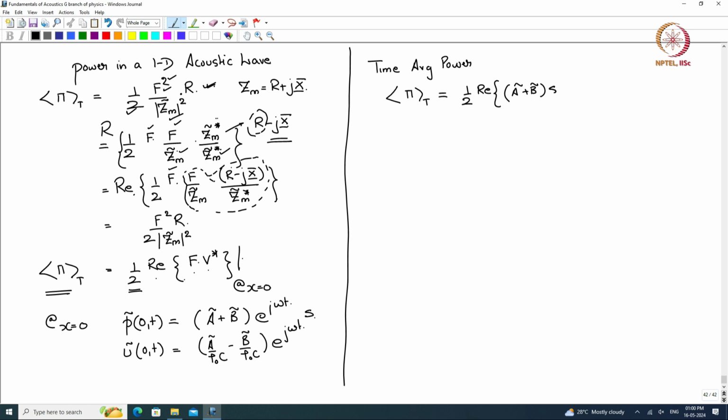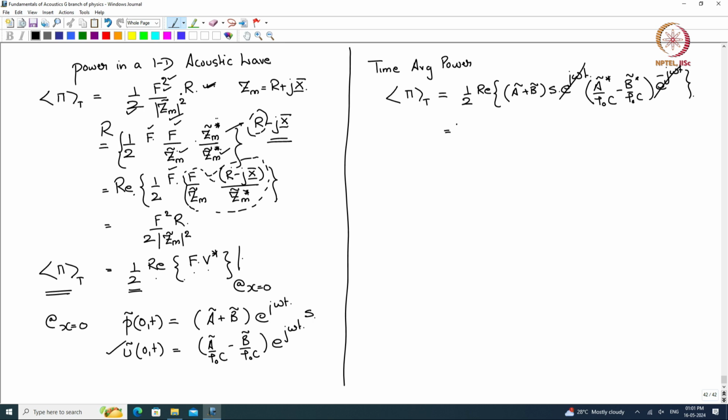So there is an area to make it a force, time dependence. Now the conjugate of velocity is a tilde conjugate by rho 0 c minus b tilde conjugate by rho 0 c, e to the power of minus j omega t. Okay, so this j omega t and minus j omega t go away. So what do I get here?